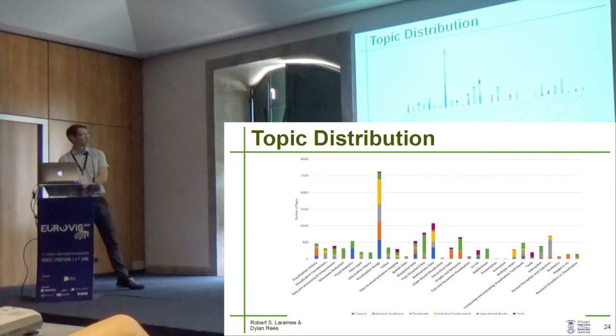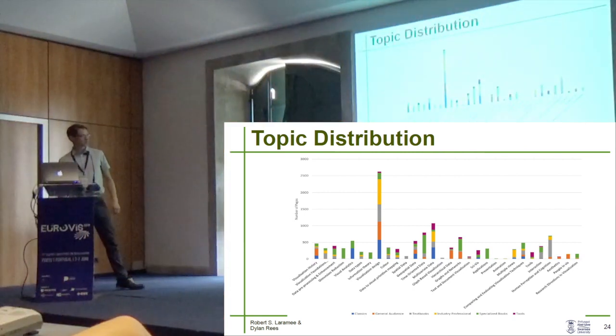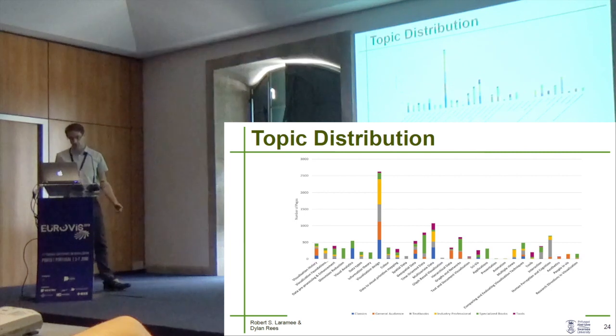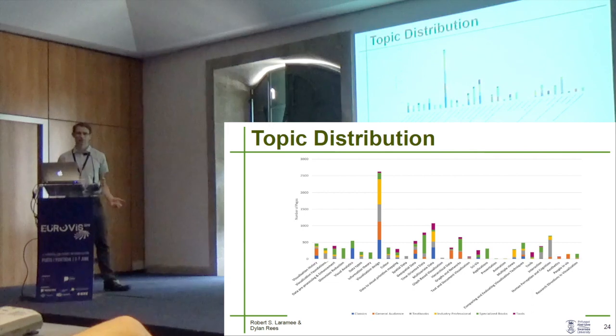Just going back to the topic distribution then, across the different classifications of books. Along the y-axis we have the number of pages dedicated to each of the topics, and the colours show which classified areas the topics cover. The big standout is visualization design, which is basically the topic itself, so almost a catch-all of that discussion.